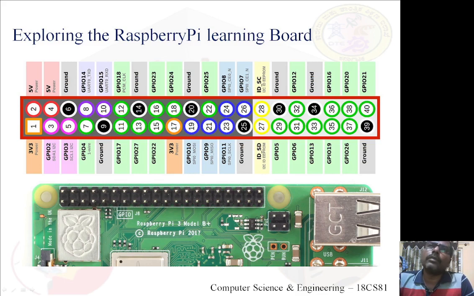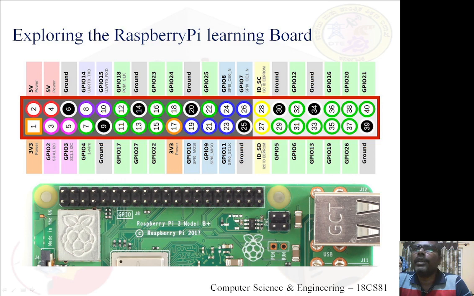You can see some ground pins. Clear? Like pin number 6, pin number 9, pin number 14, pin number 20, pin number 25, pin number 30, pin number 34, pin number 39. They are the ground pins. I mean 0 volts. Got it?